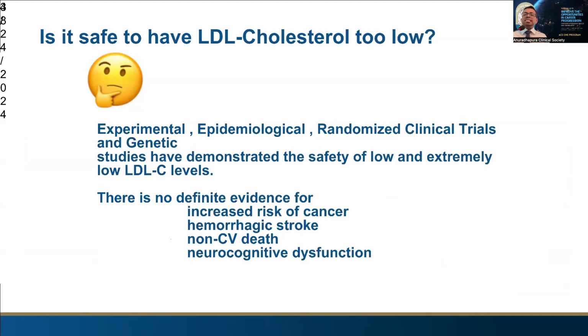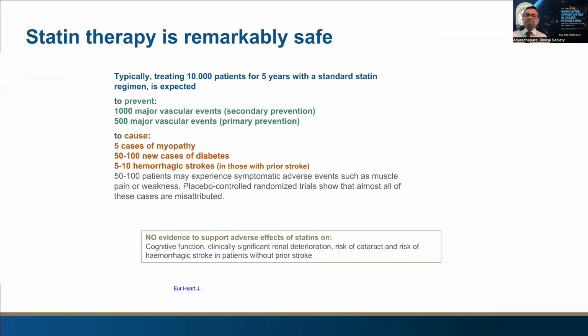So everybody has a fear of lowering cholesterol. So is it safe to have low cholesterol? Yes. All these guidelines and all these trials showed there's no definite evidence of increased risk of cancer in your patient if they have very low levels of LDL cholesterol. There's no increased risk of hemorrhagic stroke. There's no cardiovascular death or neurological dysfunction, even dementia. They say there's no increased incidence of dementia when they have low levels of LDL. So you don't need to worry about that. So you achieve your target.